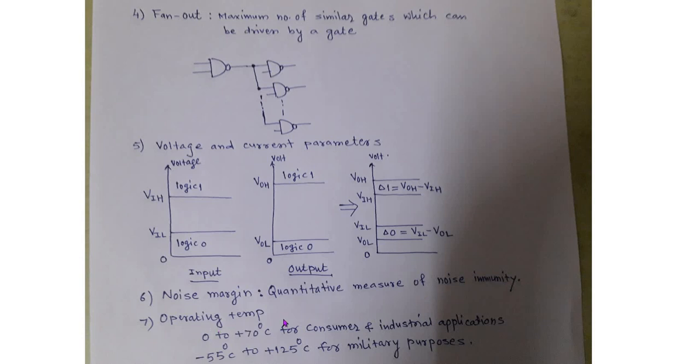The last parameter is operating temperature. The range is 0 degree centigrade to plus 70 degree centigrade for consumer and industrial applications, and another range is minus 55 degree centigrade to plus 125 degree centigrade for military purposes.